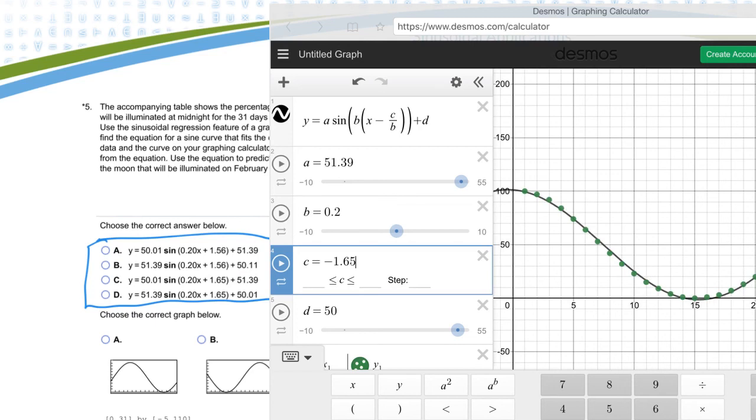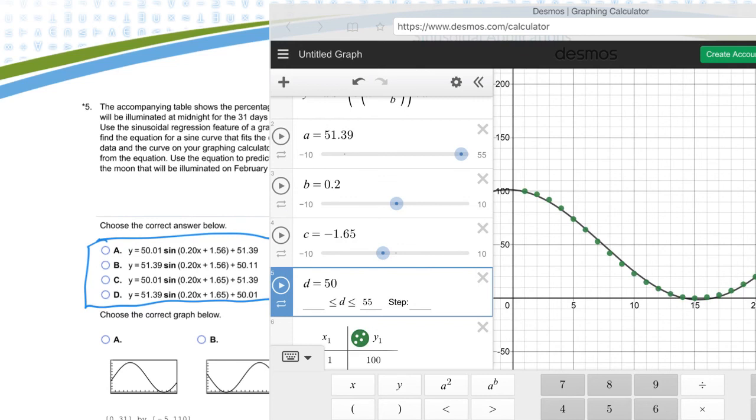Okay, and then the D value, I've moved it up. 50 looks awfully good. And they have 50.01, but let's try doing 51.39. That's the moving up one. See, that's not horrible either. Let's go back to the 50.01. Both of those are pretty close. On a test, I'm probably going to give you either one of those because they're very, very close to the numbers that are there. If I had to sort of pick one, I might just pick that 50.01.